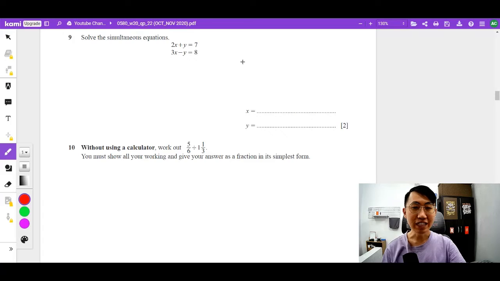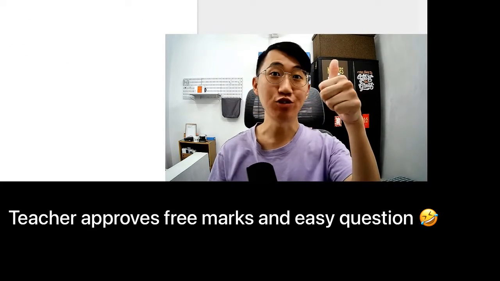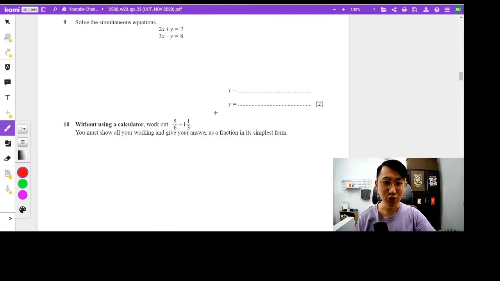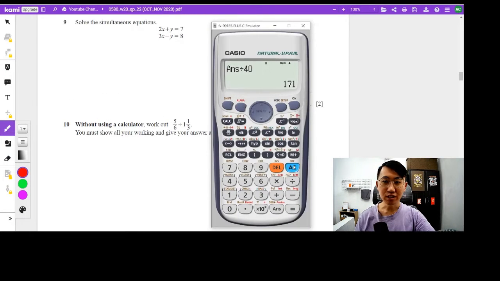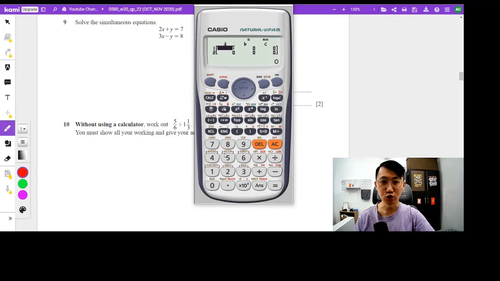Question 9. Solve the simultaneous equation. So they give you a linear simultaneous equation. So this is actually 3 marks, okay? So make sure you know how to grab it. I'm gonna use the calculator. Press mode 5 for equation. And then for linear, you're gonna press number 1, alright? And you will be having 2 lines. So make sure you key in exactly the same as shown to you.